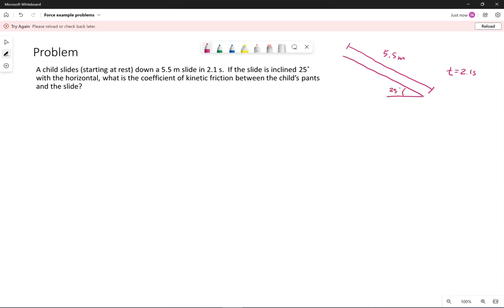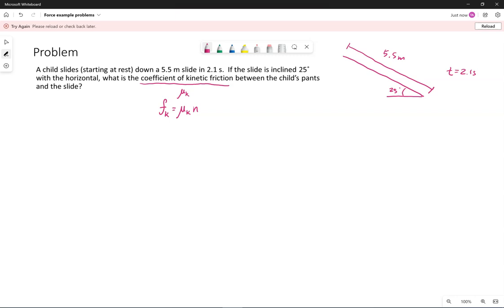The slide is inclined at an angle of 25 degrees with the horizontal. We're looking for the coefficient of kinetic friction. That's that mu sub k. And that's related to the force of friction. The force of friction on the child will be this coefficient times the normal force that the child is experiencing.